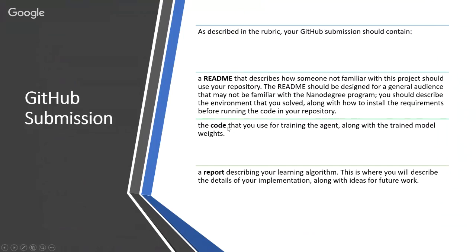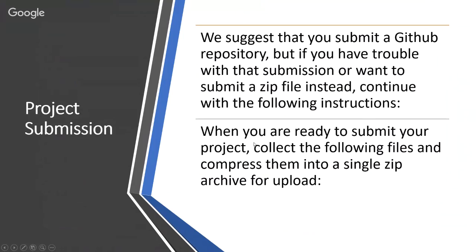So the README, code is all there, and report detailing your learning algorithm. So this is quite important. Now, if you can't do it through GitHub, the other option is to zip it up and submit it through the submission page. If you cannot do this, try to do it through GitHub. It's a much better idea. But also, if you need to, and this is what you prefer, this is another method.